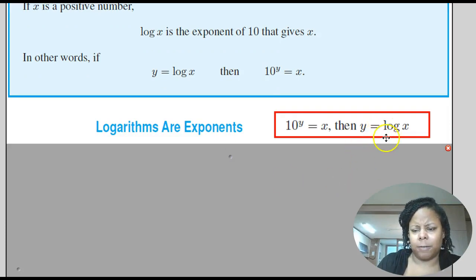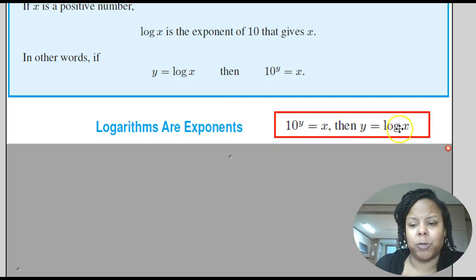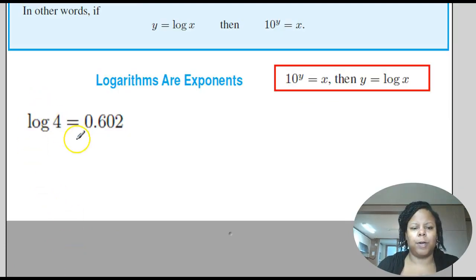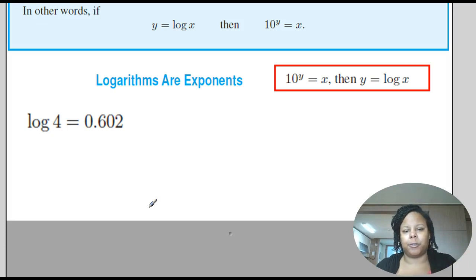So whenever I see a log function, or log relationship, I go ahead in my mind or on paper and change it to exponential form. This may be the logarithmic form of the exponent, but this is the exponential form. So let's take a look at an example. Log 4 equals 0.602. I'm going to change that to the exponential form so I'll have a better understanding.